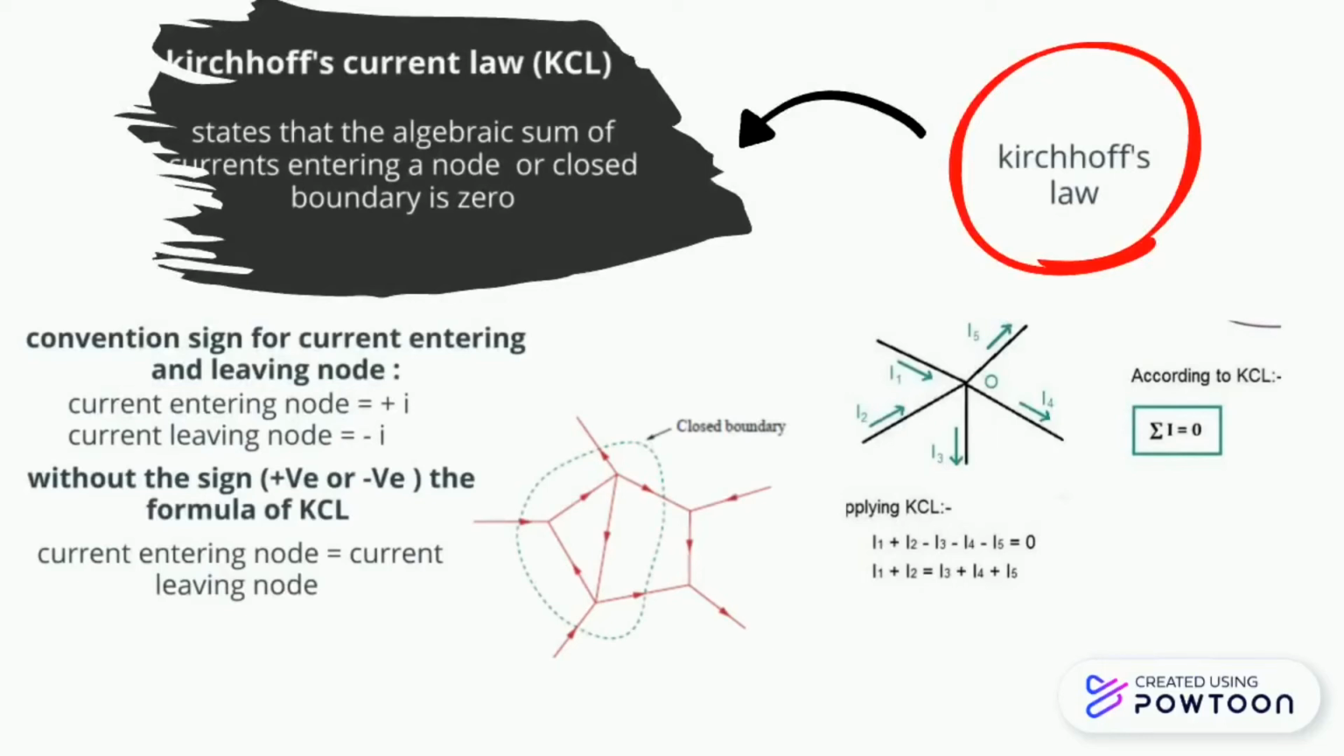Also, for current to flow either in or out of a node, a closed circuit path must exist. We can use Kirchhoff's current law when analyzing parallel circuits.